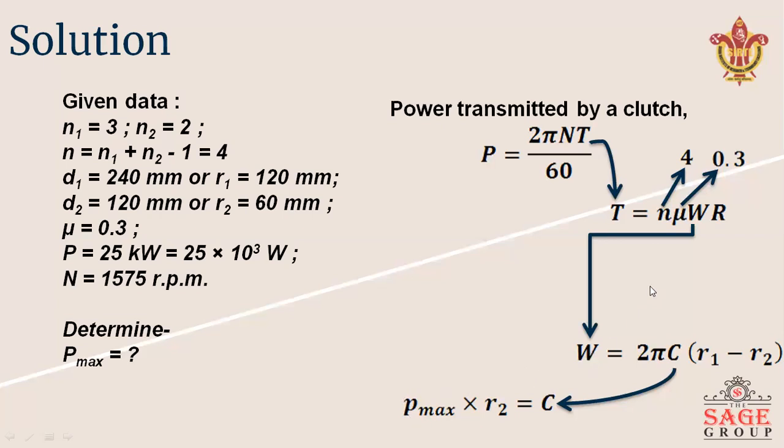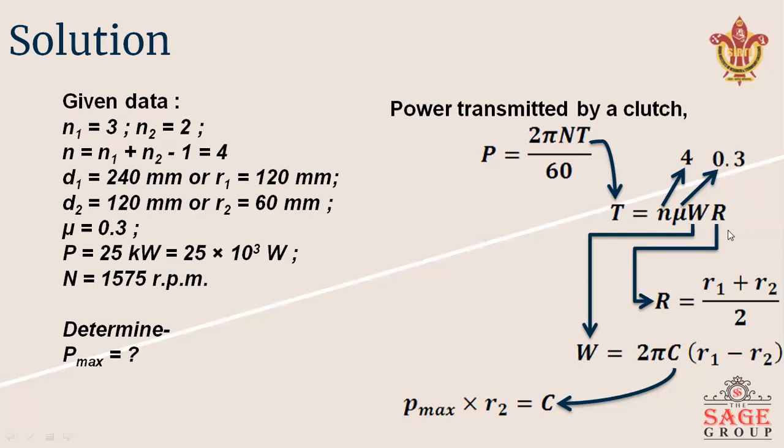Now the value of W in terms of P max we have to substitute here. But now we have to calculate the mean radius R. According to the uniform wear theory, mean radius R is equal to (R1 plus R2) divided by 2. R1 and R2 are both given, so we will have the value of R. The only unknown in this equation is P max.